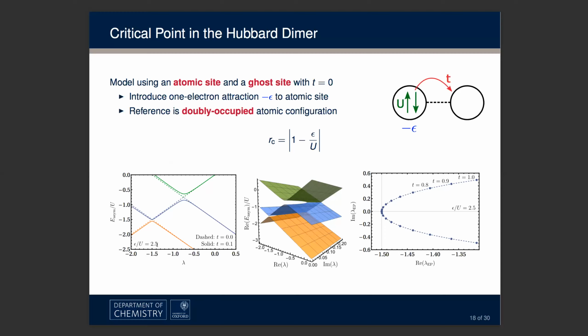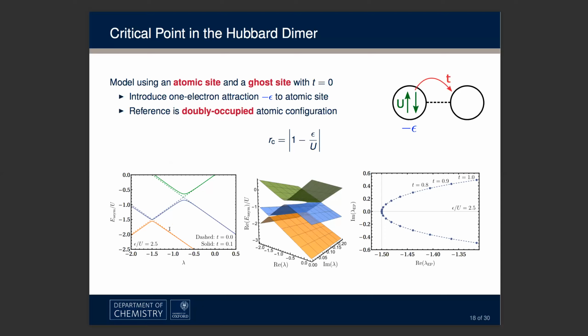Well, here we have epsilon over U is 2.5. And what you see is this sharp avoided crossing occurring on the negative lambda axis. And in general, this critical point is forming as a critical point on the negative real axis, a very sharp avoided crossing. And if we make T 0, this is a true avoided crossing on the negative real axis. And if we make T ever so slightly non-zero, we see that actually it forms this sharp avoided crossing, which corresponds to exceptional points in the complex plane.